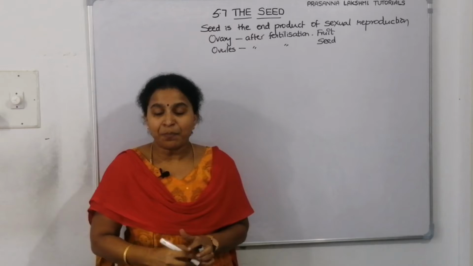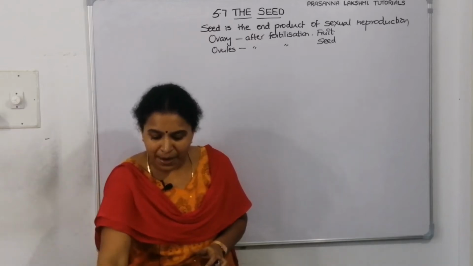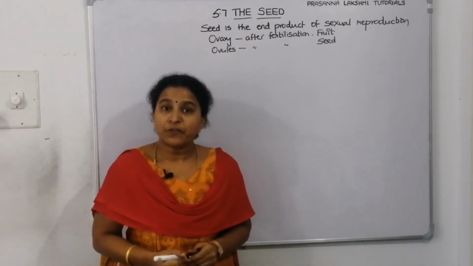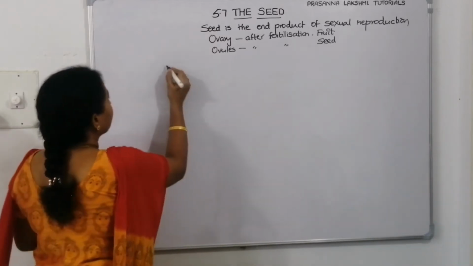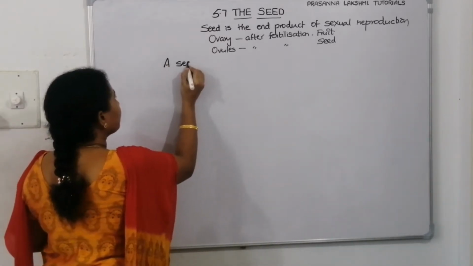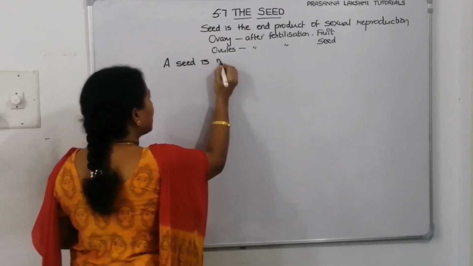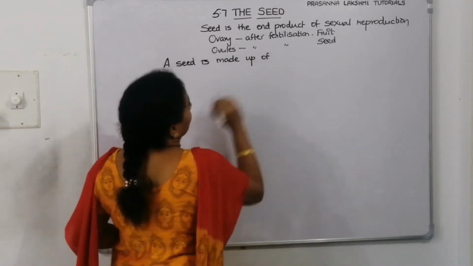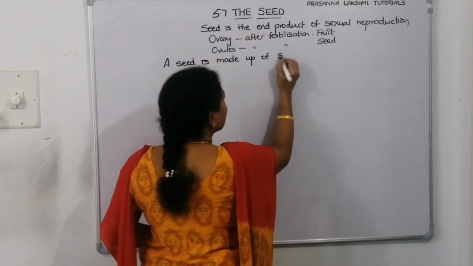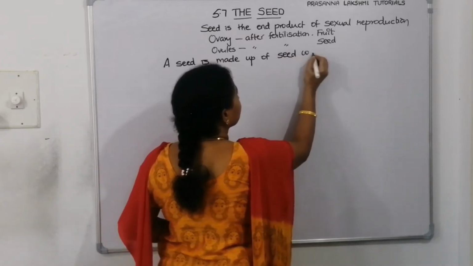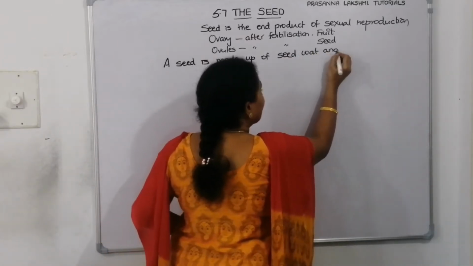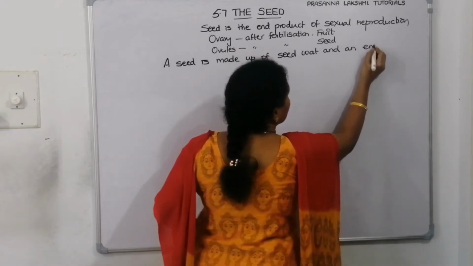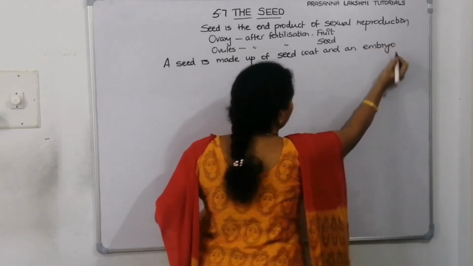Now, what are the parts of a seed? A seed is made up of a seed coat and an embryo. It is made up of seed coat and an embryo.